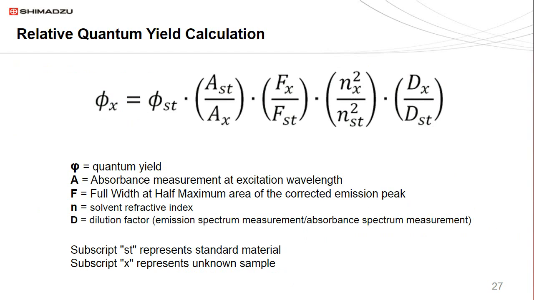So here is our equation for a relative quantum yield. It looks a bit intimidating, but it's nothing more than some simple algebra. It is basically 4 ratios of the standard reference material against the unknown multiplied by the quantum yield of the standard. The 4 ratios include the absorbance measurement at the excitation wavelength, the peak area for the corrected emission peak, the refractive index of the solvent, and the dilution factor between your UV visible absorbance measurement and your emission measurement on the fluorometer.